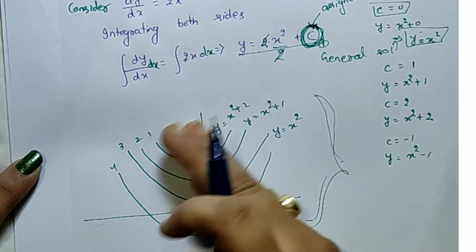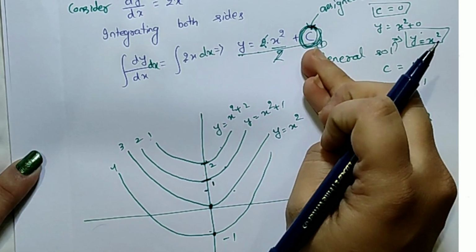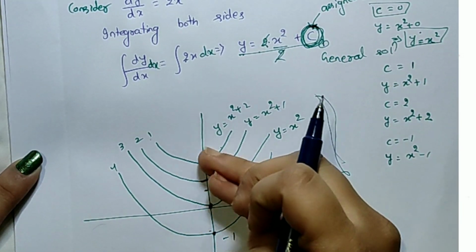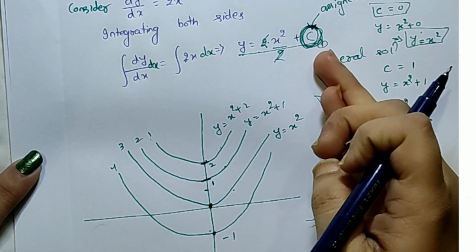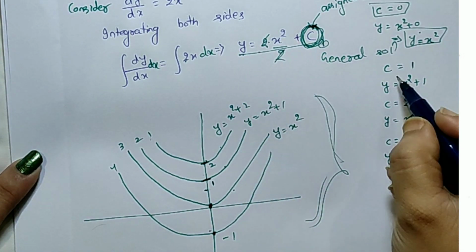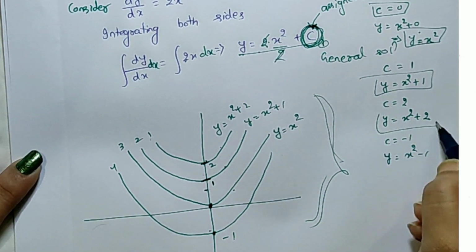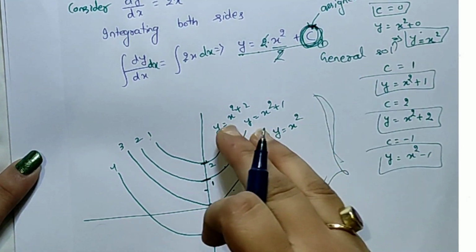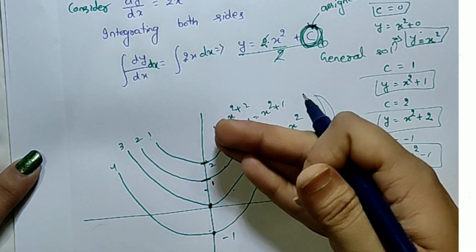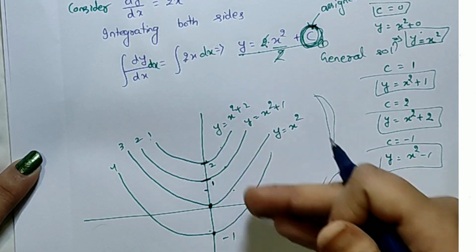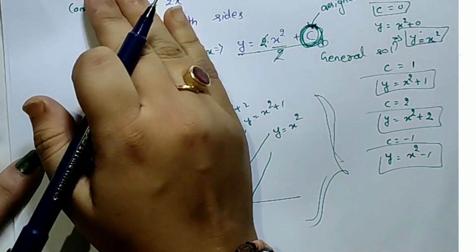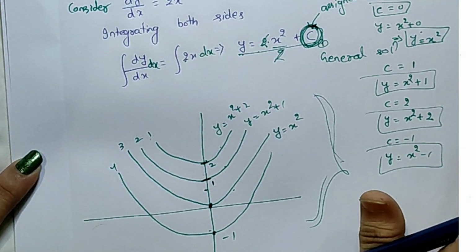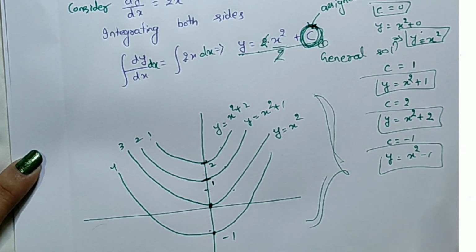And this is called a family of graphs. For different values of c, we can find different graphs with different c values. These are the particular solutions. For different values of c, we got a family of graphs, and every graph is always parallel to each other. This is the geometrical meaning of a solution. Clear? Let's move on.